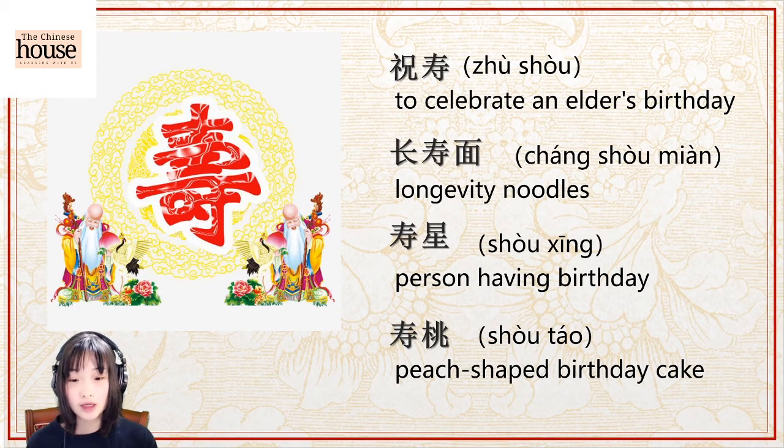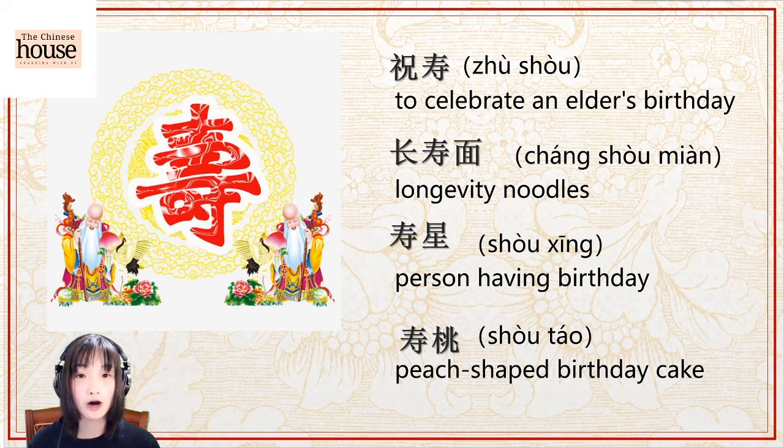And then, person having birthday. The person who is having a birthday, we call it 寿星. 星 means star, so he's a star today. And 寿 means age. So, age star? No, you cannot say it that way. It's just the person who has a birthday. 寿星. And then, peach-shaped birthday cake. That's 寿桃.